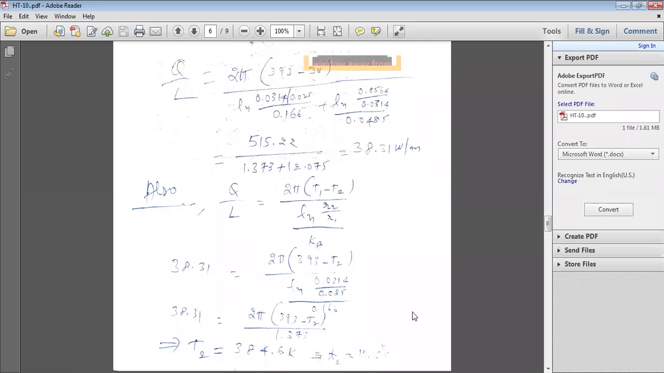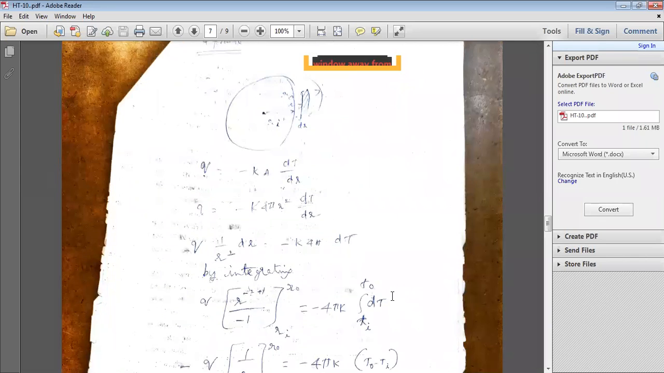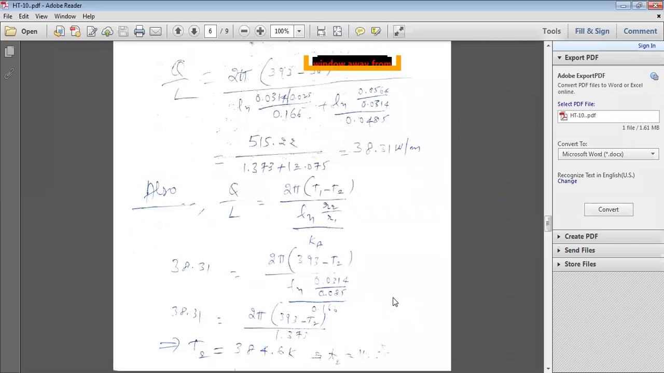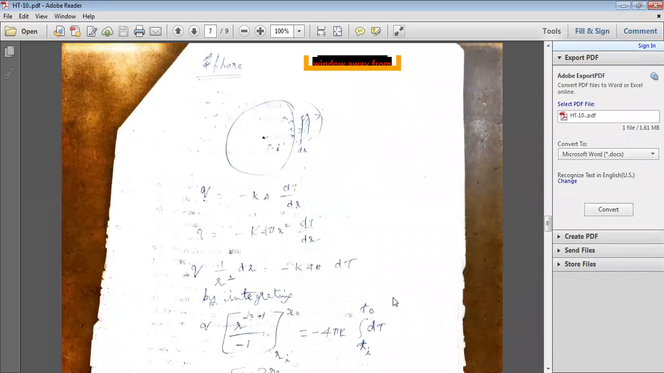Like that, these are the problems under the cylinder. Now the same analysis can be applied for a sphere also. Next, the radial system, sphere.